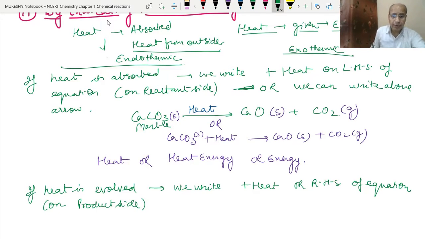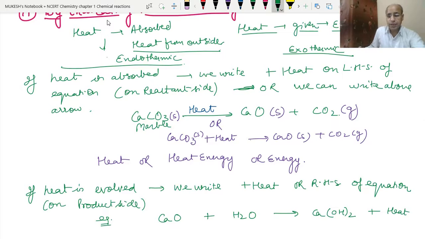Clear? So with a plus sign. Now let's take an example. When we put the quicklime into the water, then slaked lime and lime water is formed. Along with it, a lot of heat is released, so this is an exothermic reaction. So heat we are writing on the right-hand side because heat is being evolved. And let's balance it also. It is already balanced.